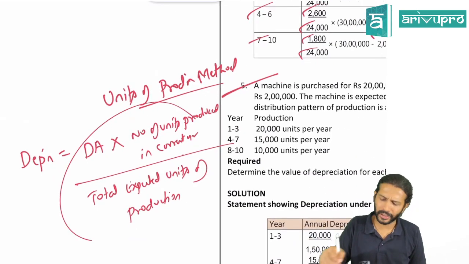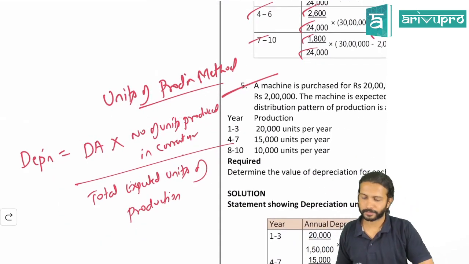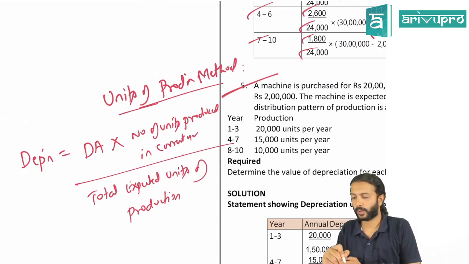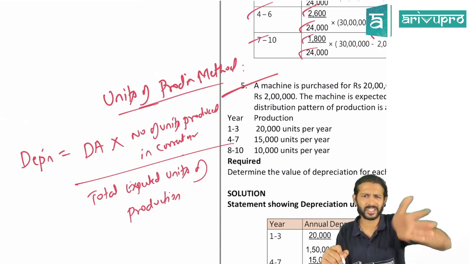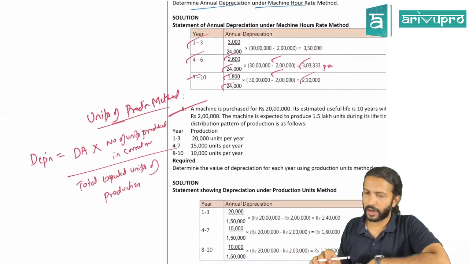If you want, you can copy this formula in your notebook. This we have to apply in question number 5. Did everybody get it? Same logic. That's it. Instead of hours, it is units. That's all. Can I go for question number 5?